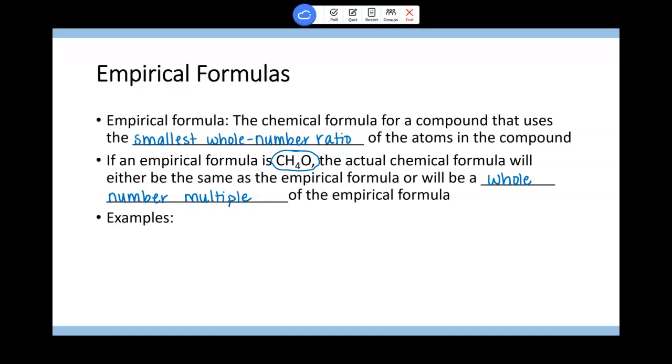But as an example, if we have an empirical formula CH4O, that could mean that the actual molecular formula is C2H8O2. So the atoms are still in the same ratio, but there are more of each atom, so 2 times the number of each atom in that molecule. It could be C3H12O3, etc. So some whole number multiple of the empirical formula.